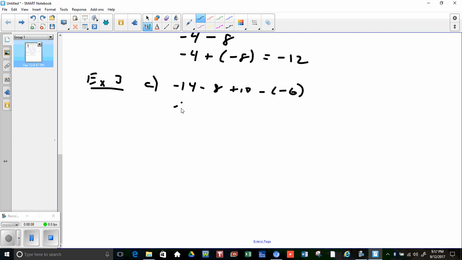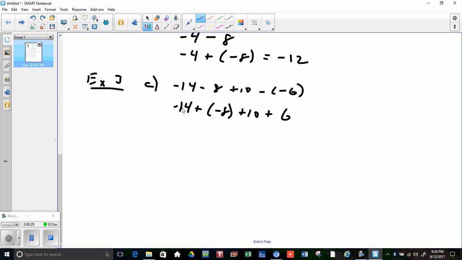So negative 14 is where we start. That's the only one that we're not changing. That minus here becomes a plus, and the opposite of 8 is negative 8. This is already addition, we leave it addition. And then I'm going to change that minus to a plus, and the opposite of negative 6 is positive 6. Now everything is an addition problem.